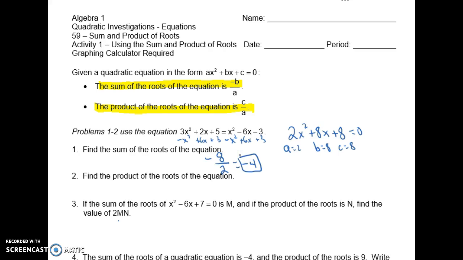The product of the roots is c over a, so it's just going to be 8 divided by 2, positive 4.